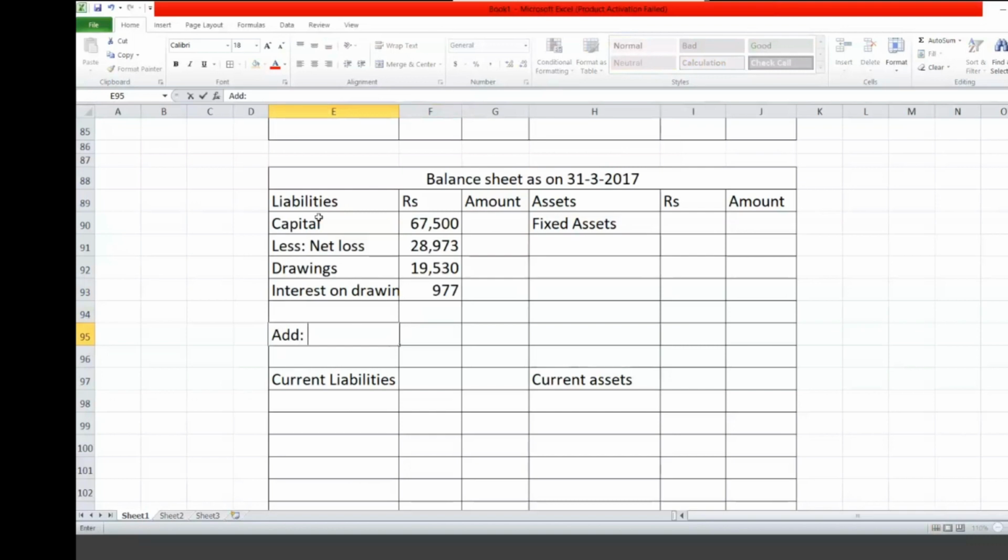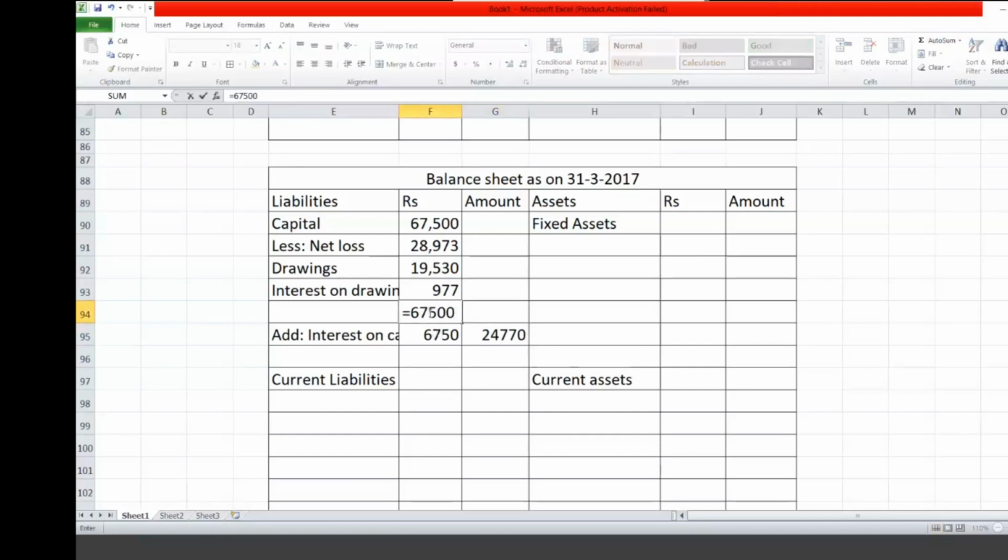To this I am adding interest on capital. What is the amount of interest on capital? It is 6,750. After all the transactions, what is the balance you got? It is 24,770. If you want, you can check it out once again.